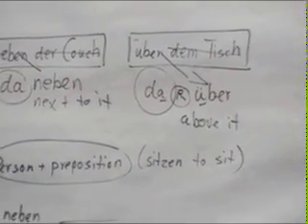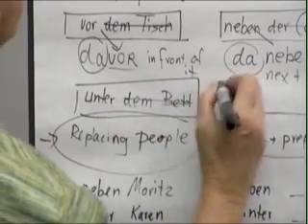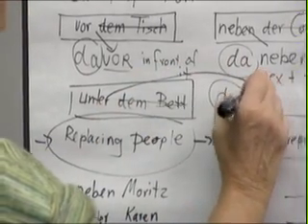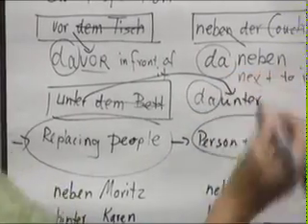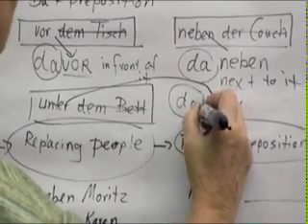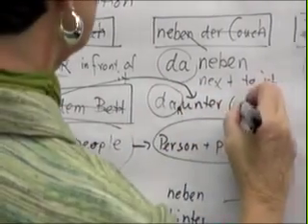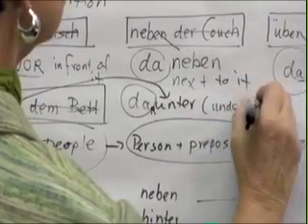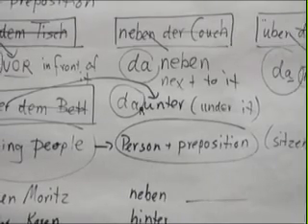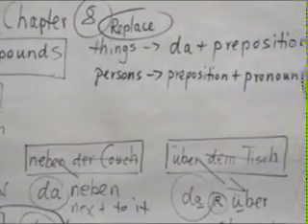Okay, let's look at unter dem Bett. Alright, we replace Bett with a da, right? Transfer the unter next to it. And again, we have A and U, two vowels next to each other, so we have to put an R in between. Darunter. And it means under it. That was easy, like I promised you. Da compounds are easy because you just use da plus the preposition to replace a thing.